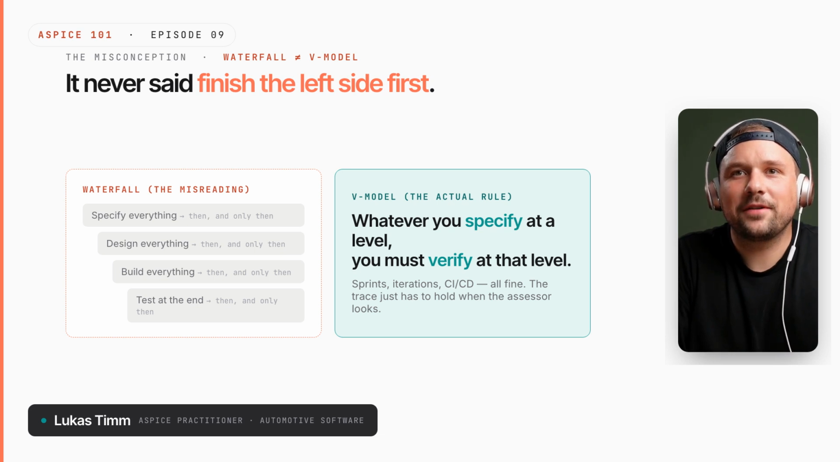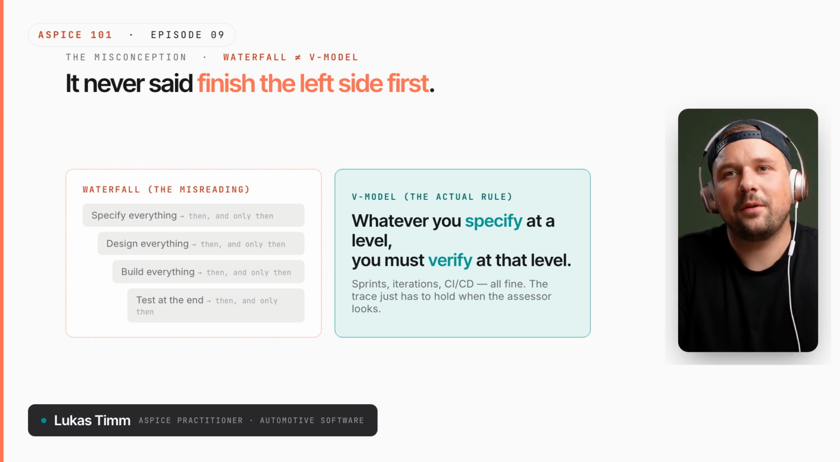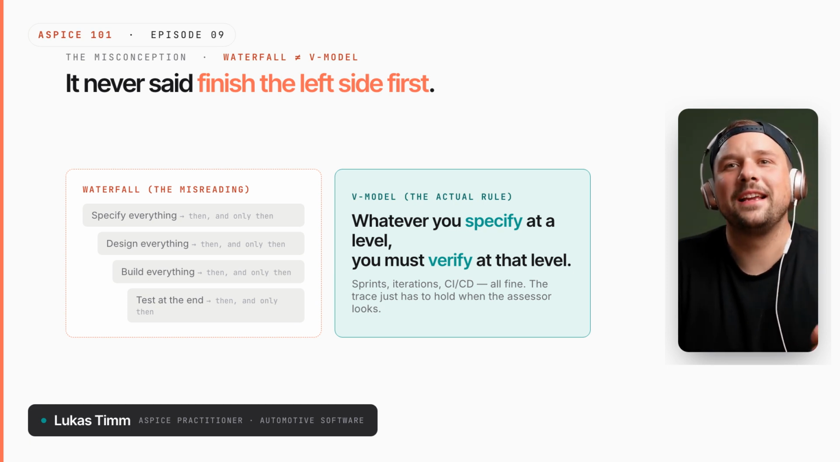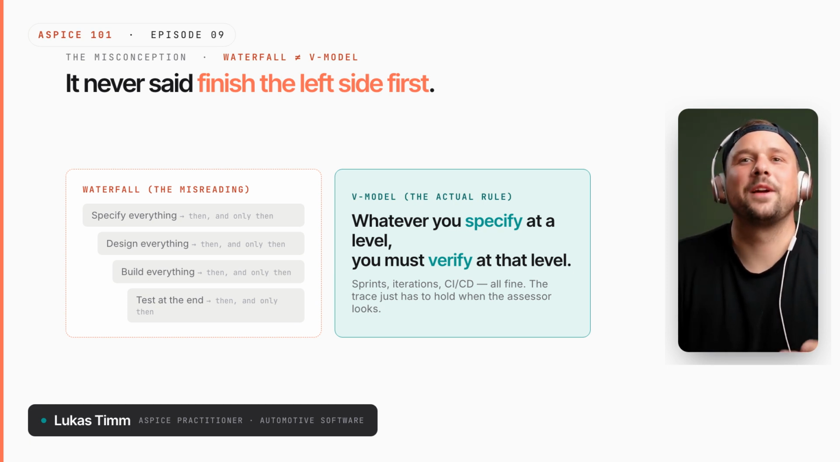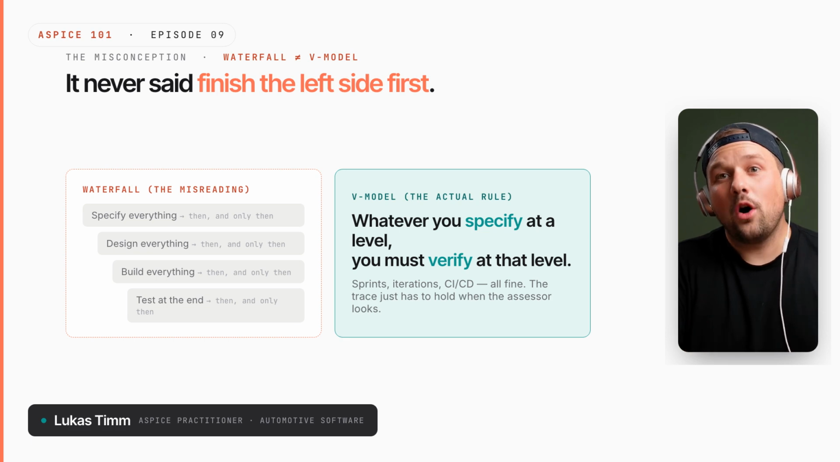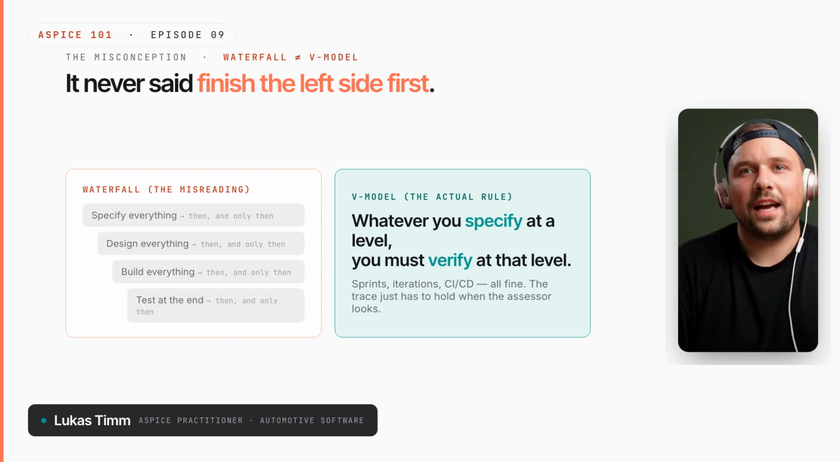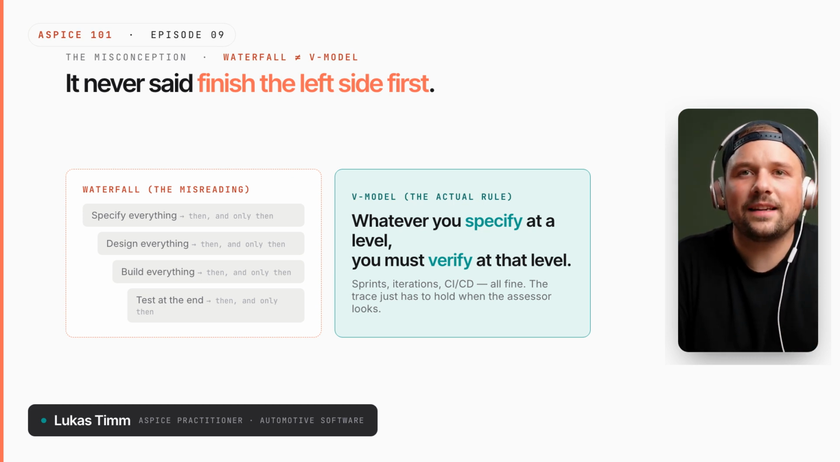Here's the misconception that costs teams the most time. The V model does not say you have to finish the entire left side before you start the right side. That would be a waterfall. The V model only says, whatever you specify at a given level, you must verify at that level. You can work iteratively in sprints with continuous integration as long as every specification artifact has a corresponding verification artifact by the time an assessor looks.